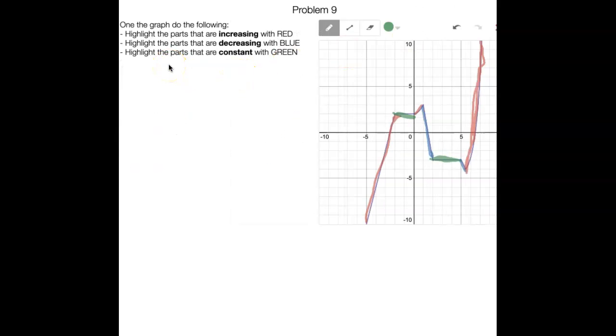This one was probably one of the easiest ones, or if not the easiest one on the practice here. So label the parts that are increasing with red. So anywhere the graph is moving upward or rising, I highlighted it with red. So 1, 2, 3 different spots. Highlight the parts that are decreasing with blue. So the graph is going down, right? It's decreasing here, and then it's decreasing here. Then highlight the parts that are constant in green. So right here where it's flat, and right here where it's flat, those are your constant parts. So pretty straightforward on that one.